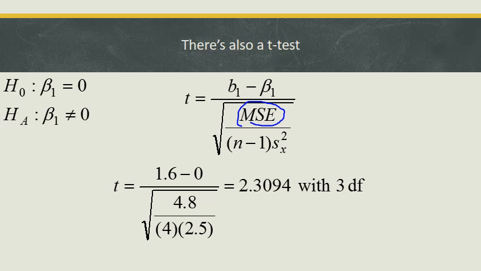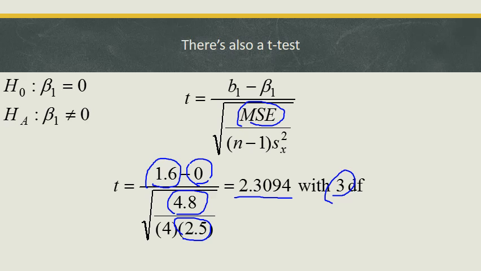The slope of the best fit line is 1.6. The null hypothesis is that beta 1 is equal to 0. The MSE from the ANOVA table is 4.8. And the sample variance of x was 2.5. You can verify that from the last video. So we end up with a t-value of 2.3094 with 3 degrees of freedom. Why 3? Because whenever you plug in the MSE into a formula, you bring along its degrees of freedom. And the error row from the ANOVA table had 3 degrees of freedom.